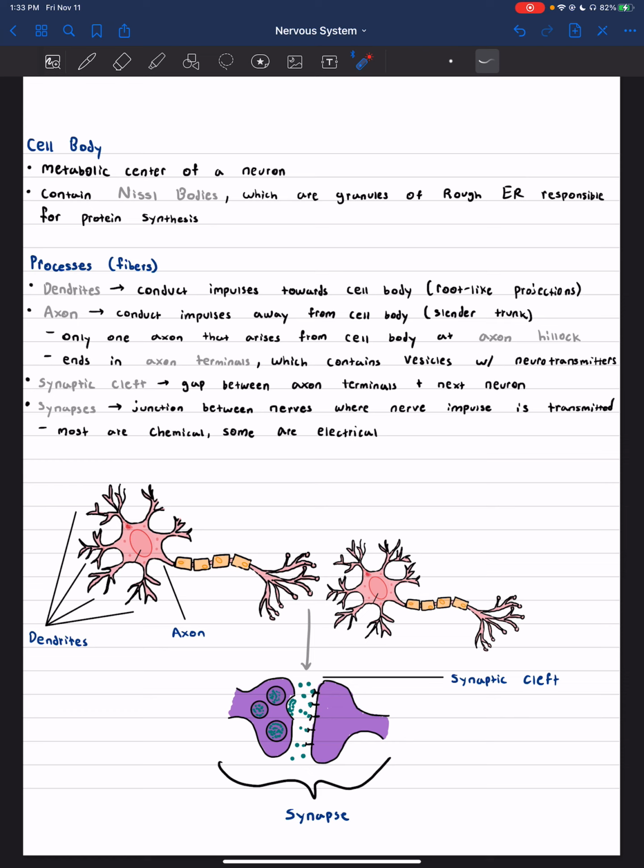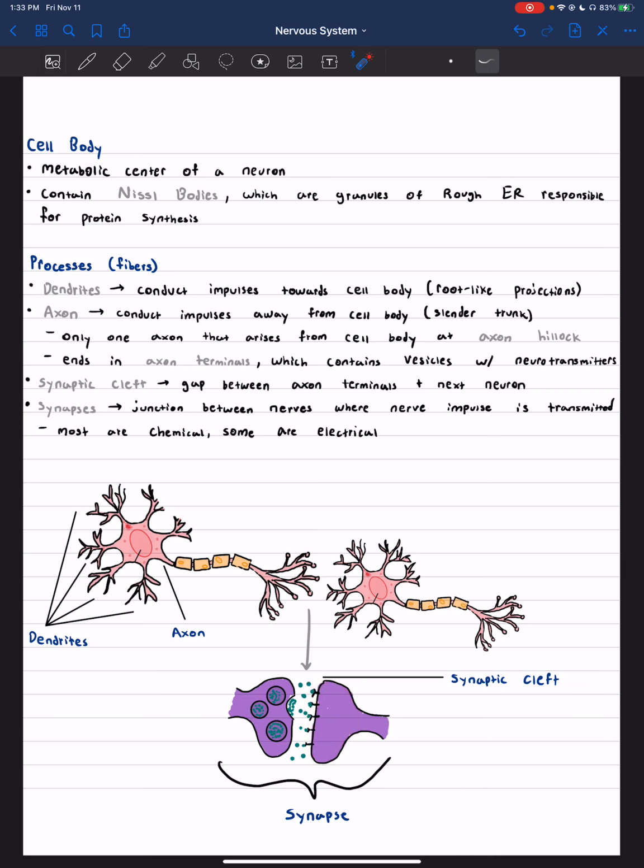Now, at the axon hillock, which is right over here, your axon will arise and it'll transfer over to the axon terminals. Now, your axon terminals will have vesicles with several different types of neurotransmitters. The point of your axon terminals is to meet at a synapse, which is a junction point between two nerves. So, for example, right here, this whole thing is a synapse. Your axon terminal will communicate with the dendrite.